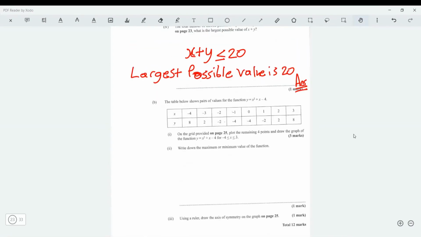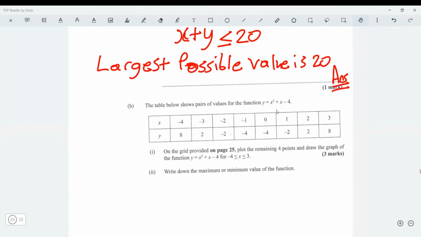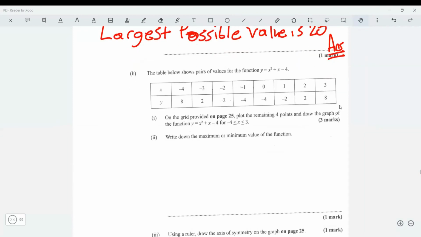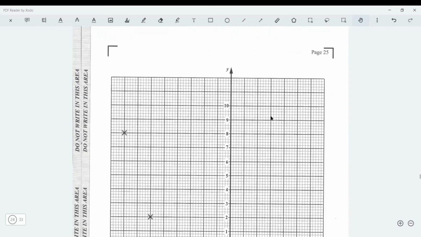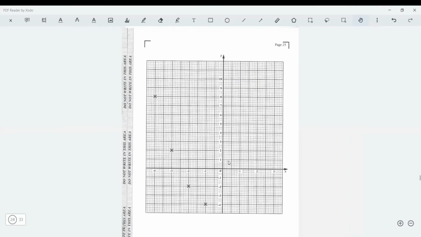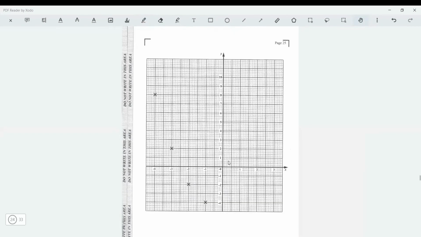All right, now let's look at this right here. It says the table below shows pairs of values of the function y equal x squared plus x minus 4. It says on the grid, we need to plot the remaining 4 points, but they already give you all the points. You just need to plot them. So when x is 0, y is -4.